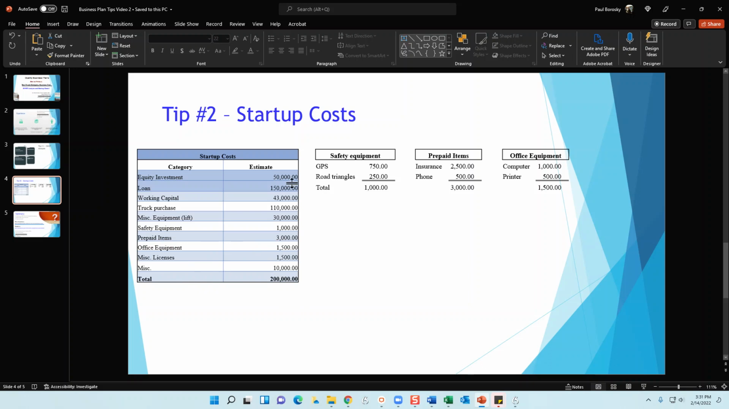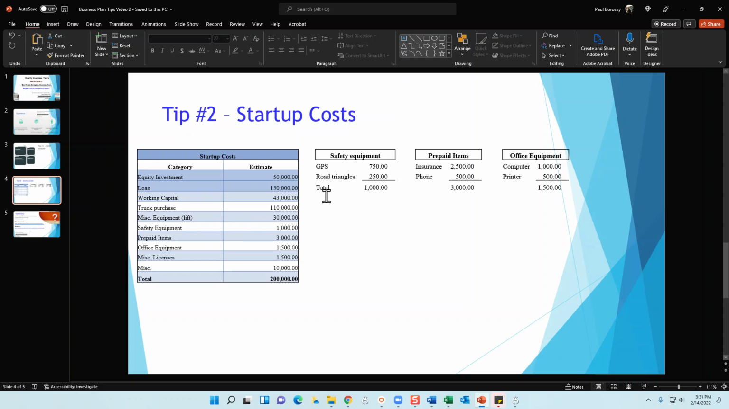Now, when I put this information into my business plan, I'm going to include this section right here. However, in order to make sure that I've got enough information, for example, safety equipment, $1,000, I might itemize that information outside of my business plan. For example, safety equipment: we're going to need a GPS and some road triangles. For each one of the categories where I know I'm going to have multiple items, and I want to make sure I'm not skipping anything, I'm going to break it out, list the items, total it up, and then bring that total into the safety items.